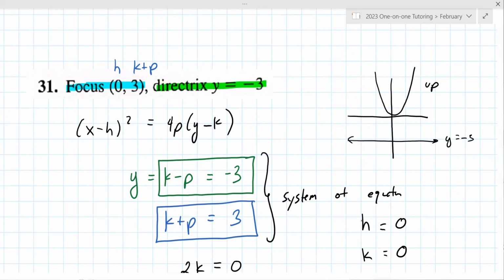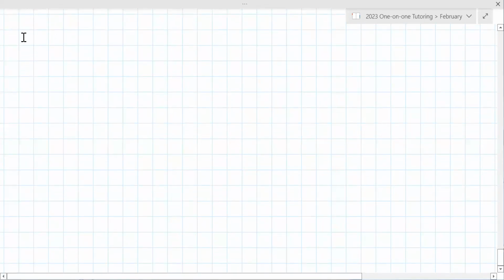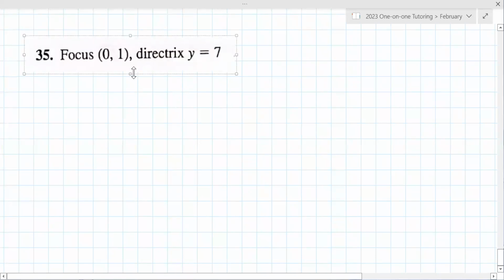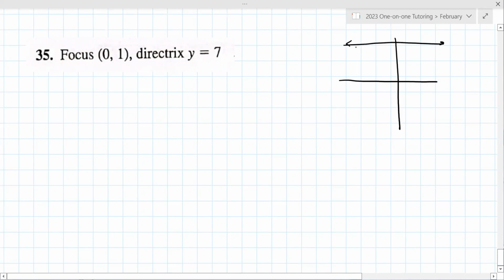So let's do another one. Let's do 35. Okay, so again, a quick sketch. Directrix y equals 7. That means we know it opens away from it. So we know it opens down. And the focus is 0, 1.